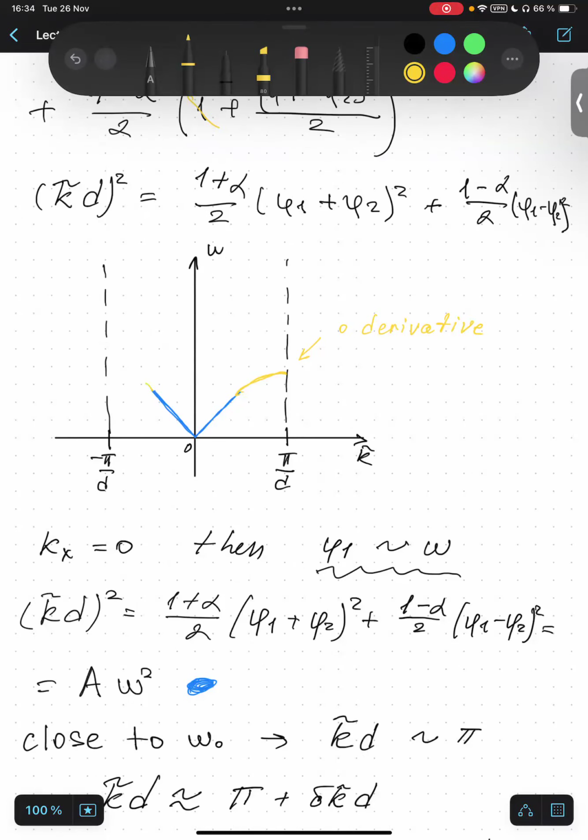I also forgot to draw it here. This is the first band. The second band may look something like here, like this, and also the next band, and so on.